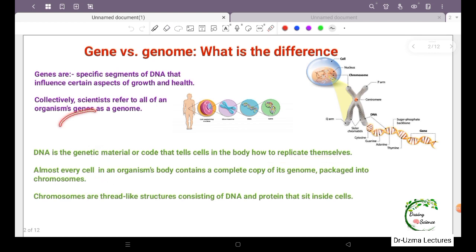This process of DNA replication has been taught in my molecular biology lecture. I will provide you the link in the description. Kindly watch that video so that this statement will be very clear to you. Almost every cell in an organism's body contains a complete copy of a genome. What do you mean by a complete copy of a genome? One from the maternal side, one from the paternal side. Together, all together, they contain a complete copy of the genome packed into a chromosome.